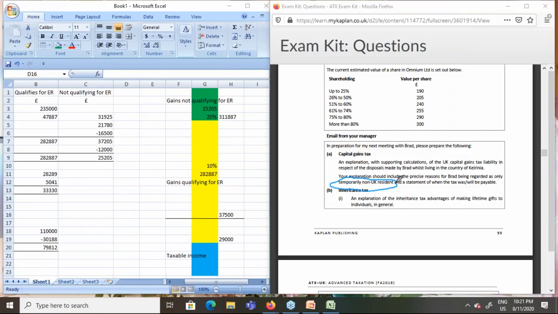Temporarily UK resident means, as I mentioned at the beginning, CGT is a tax charged only on UK resident individuals. Only a UK resident individual is subject to CGT. If a non-UK resident individual sells something, that gain is not subject to UK CGT. Therefore, sometimes people may try to misuse this rule to avoid their CGT liability.